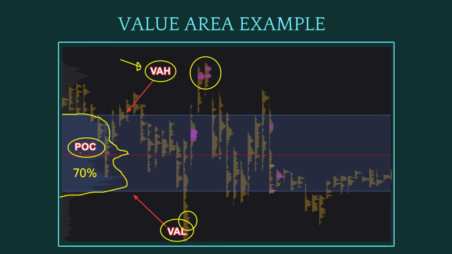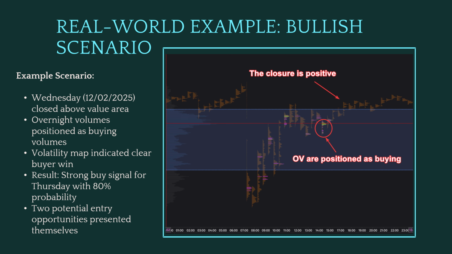Now let's take a look at the example. So, for example, if the day closed above the value area, the overnight volumes are clearly positioned as buying volumes, and the volatility map indicates the clear buy win. It means we buy the next day with 80% probability. Like it actually happened here. What do we see?